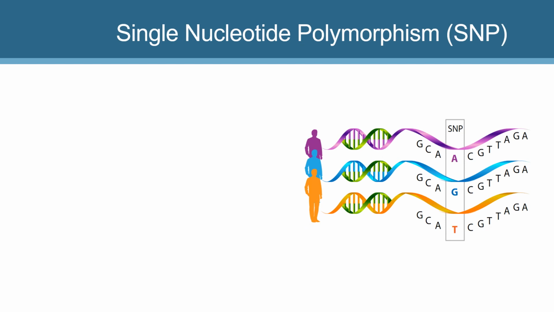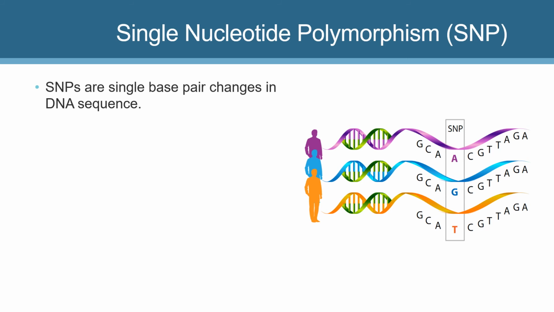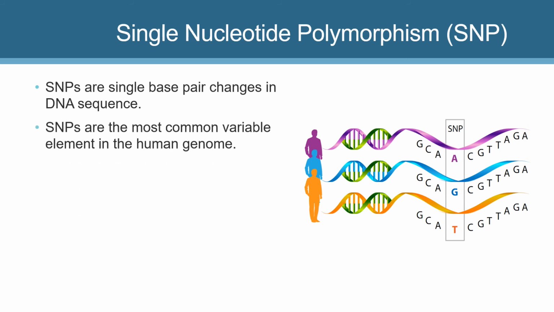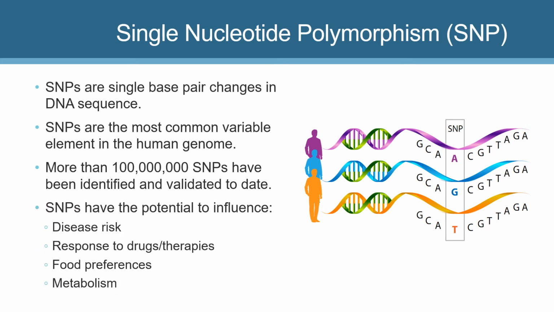Single nucleotide polymorphisms, or SNPs, are single base pair changes in DNA sequence. SNPs are the most common variable element in the human genome, and there are currently more than 100 million SNPs that have been reported and validated to date. SNPs have the potential to influence disease risk, response to drugs and therapies, food preferences, and even metabolism.